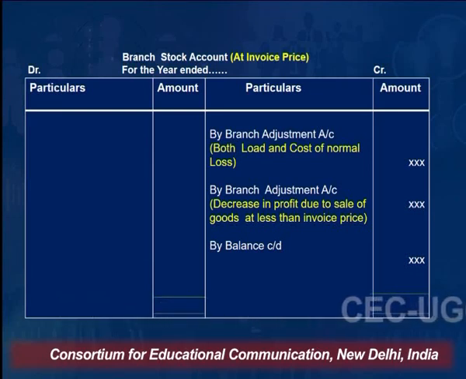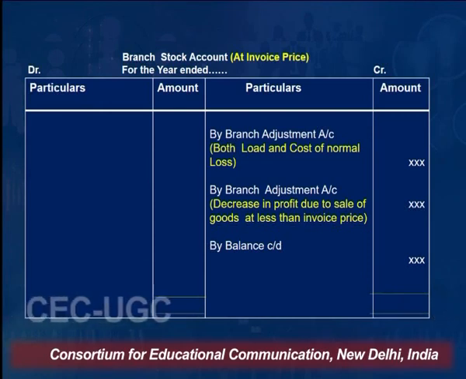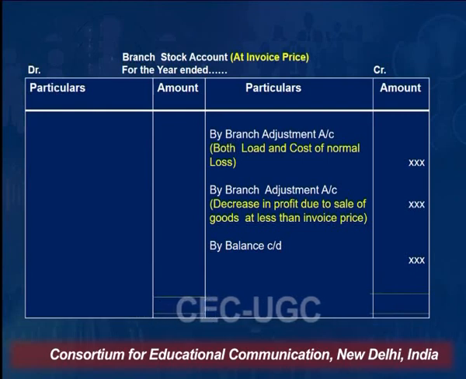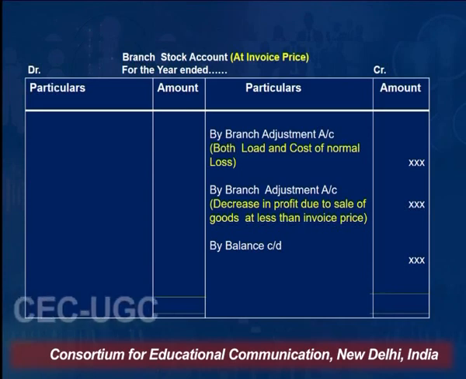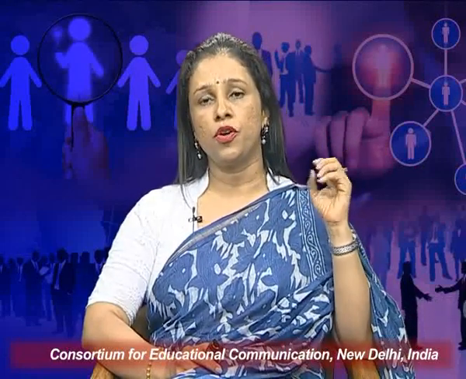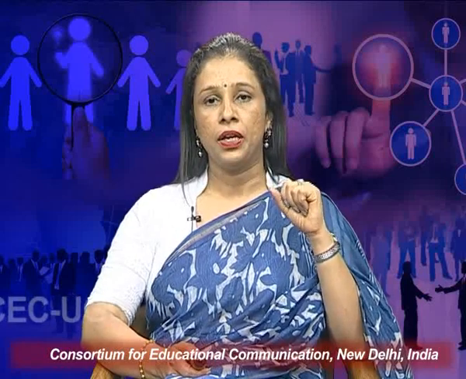The last one is showing the decrease in profit due to sale of goods at less than invoice price. It sometimes happens that we sell the goods at a lower price than the invoice price. For example, the invoice price is given as 200, but because of some reason we have sold the goods for rupees 180, and because of this it is showing a decrease in the branch stock account. If that is the case, that has to be shown on the credit side of this account.